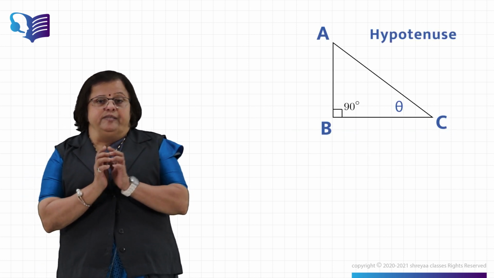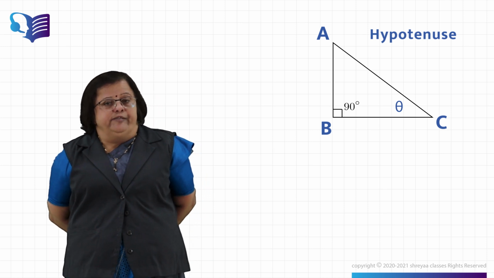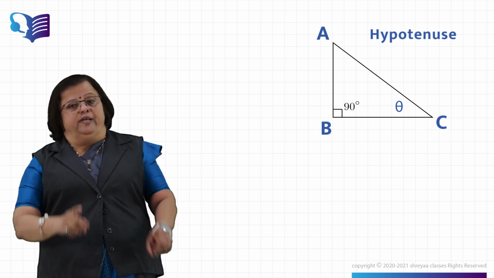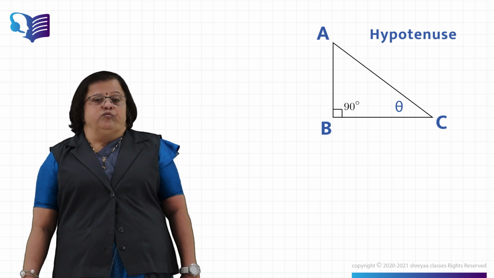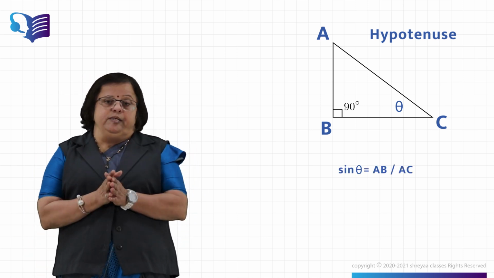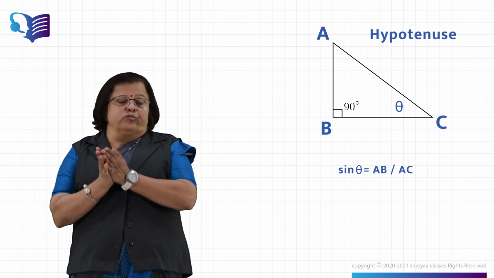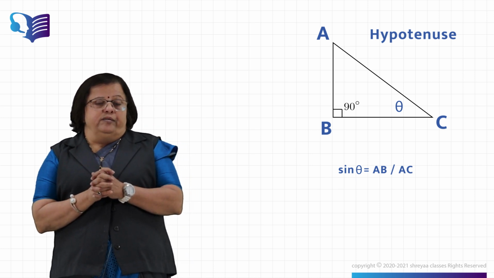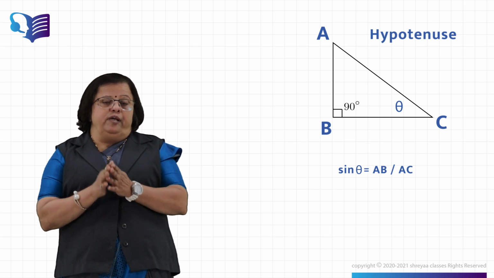Angle B is 90 degree. Angle C, nickname is theta. Okay. Now what is sin theta? It is AB upon AC. Okay. Now what is cosec theta? It is AC upon AB.